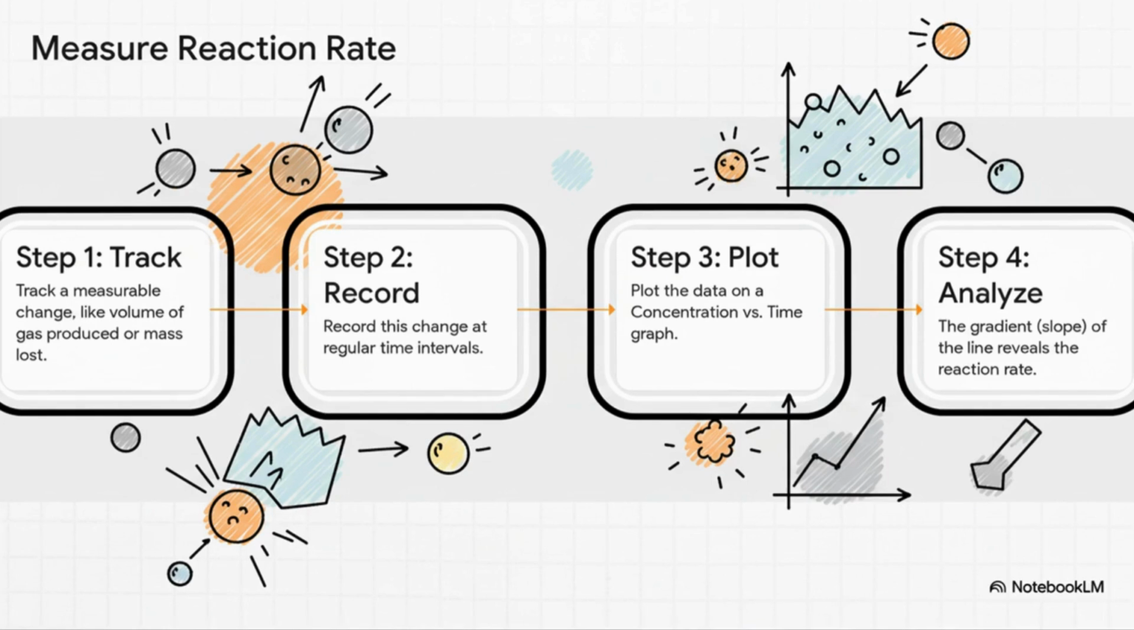Then we plot that data on a graph. And here's the really cool part. The steepness, or the gradient of that line, tells you exactly how fast the reaction is going. A super steep line means a super fast reaction. And as that line starts to flatten out, you know the reaction is slowing down.